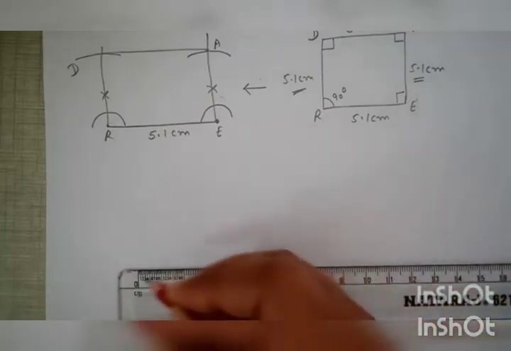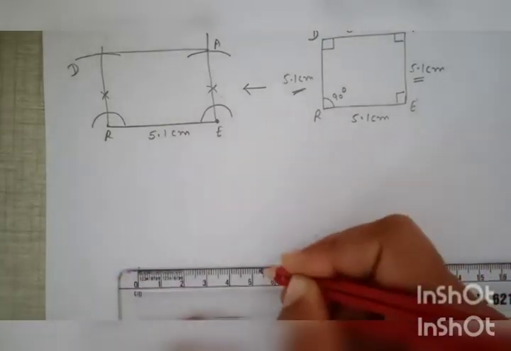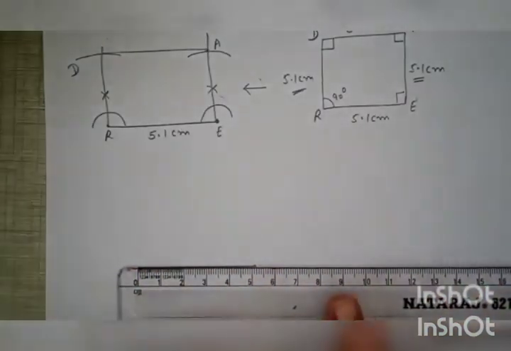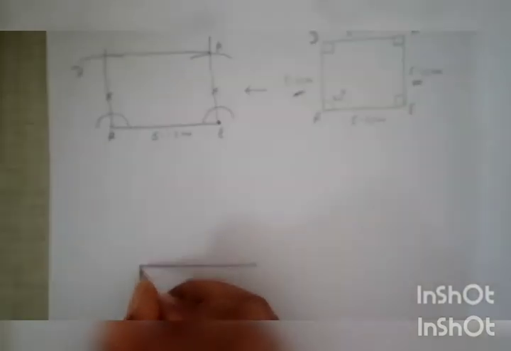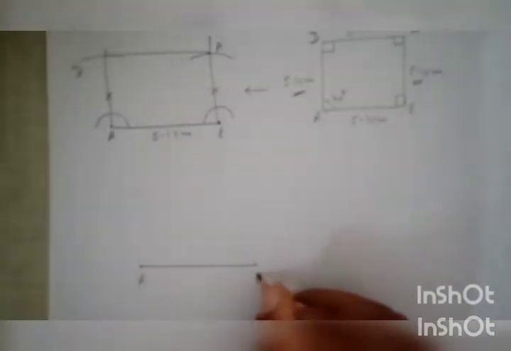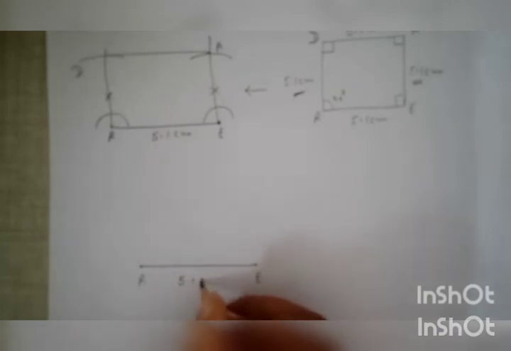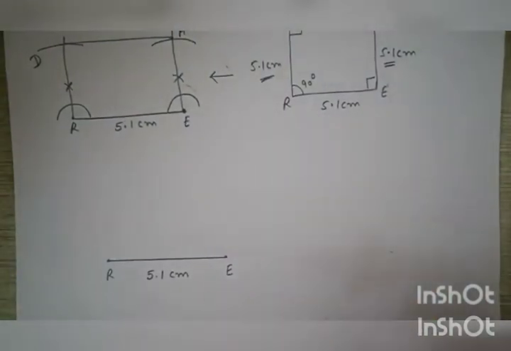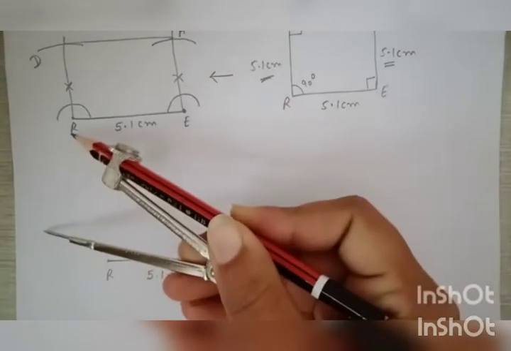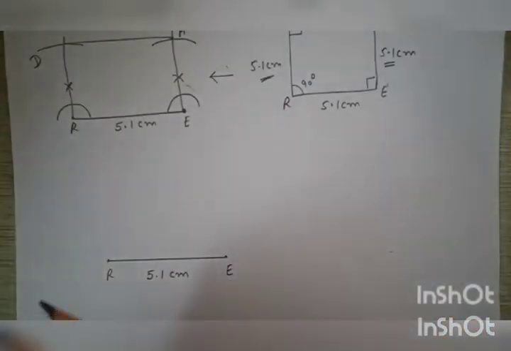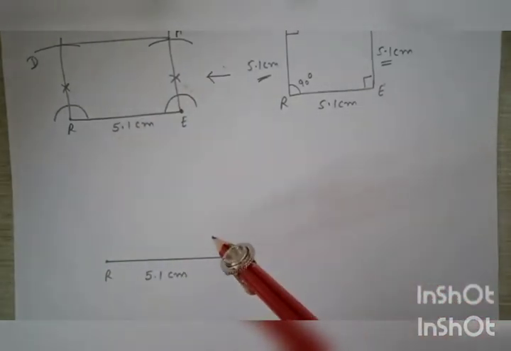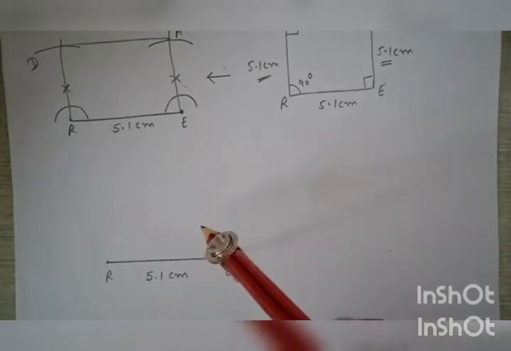First step, let us draw a line segment of length 5.1 centimeter. And name this as R and E. We have drawn line segment of length 5.1. Now at point E and R we have to construct 90 degree. For that I am going to open an arc of small radius. Keep your compass at E point. Draw an arc.